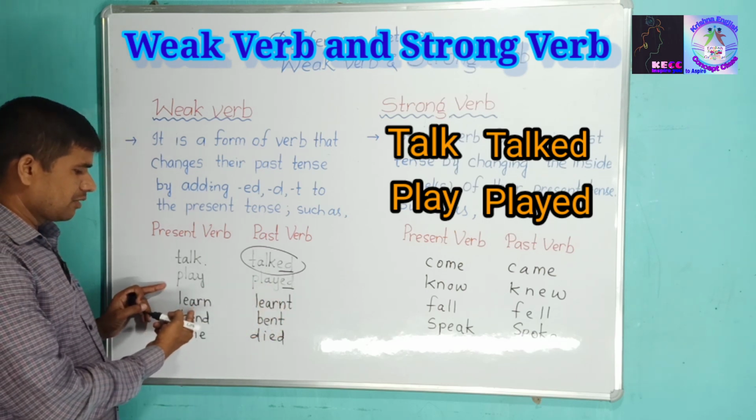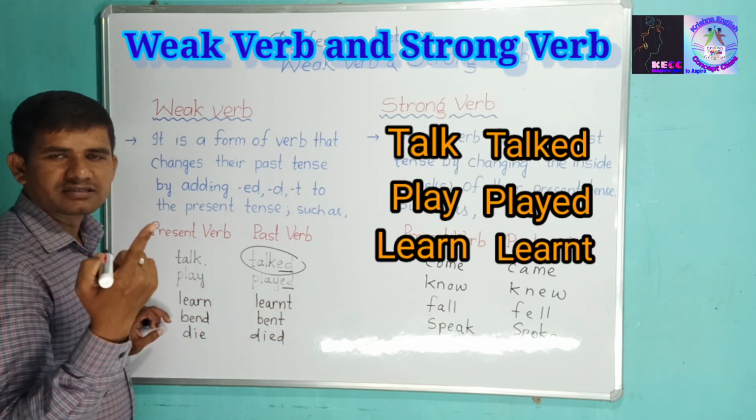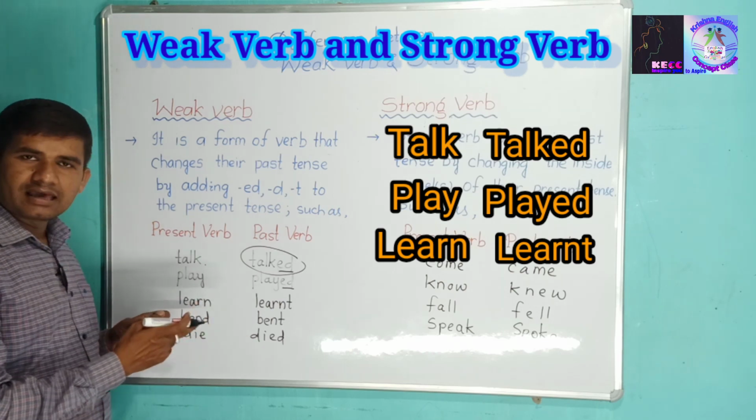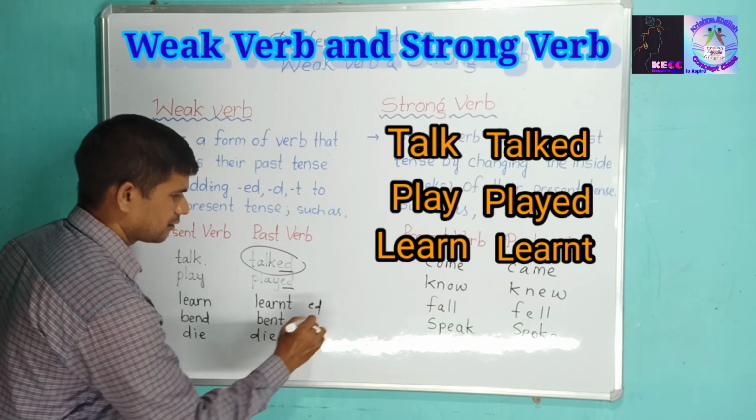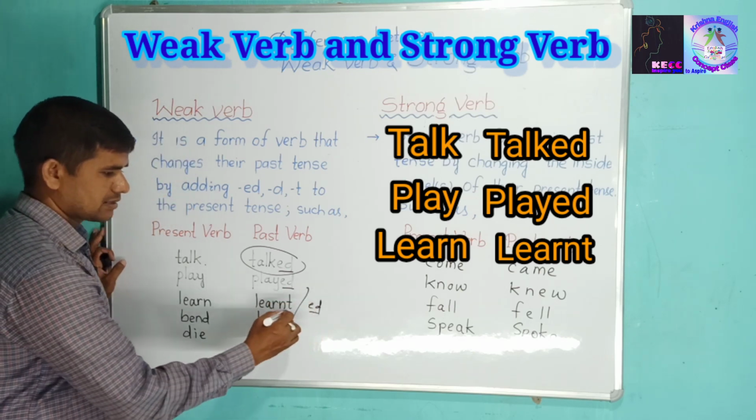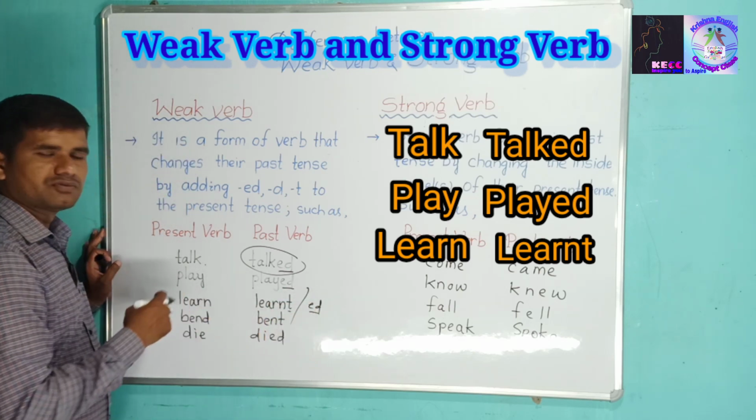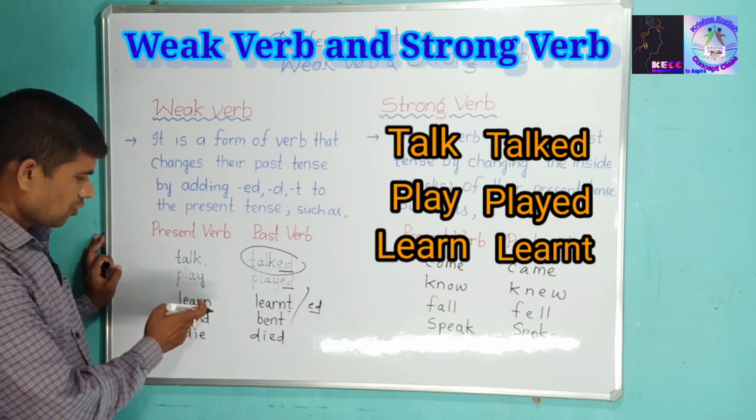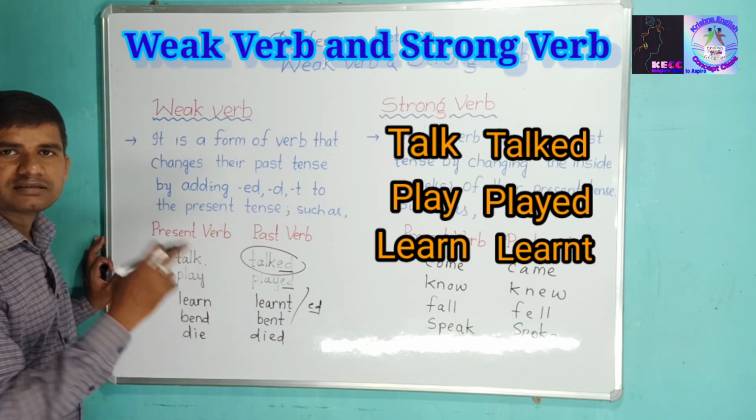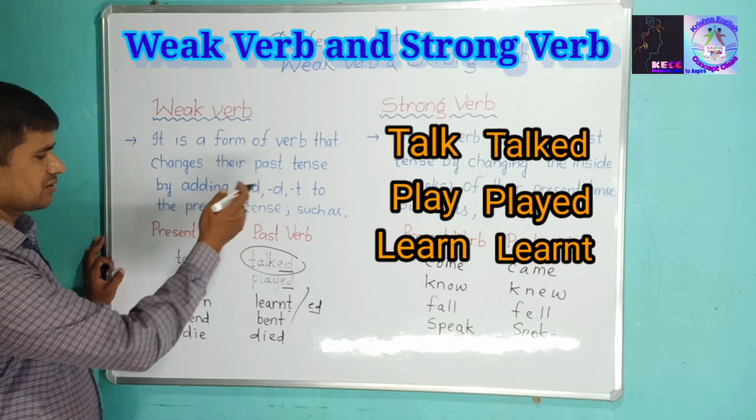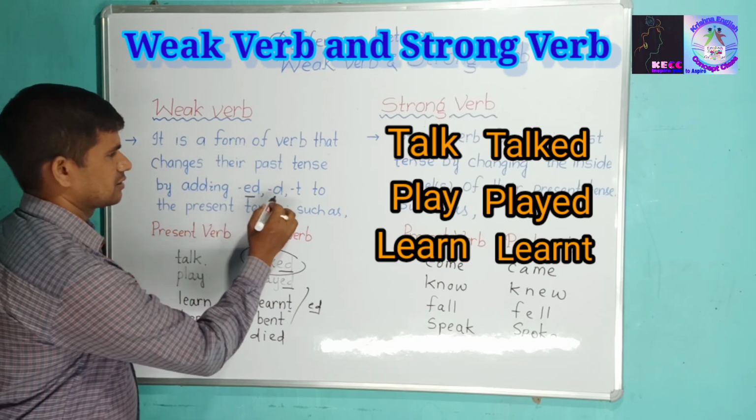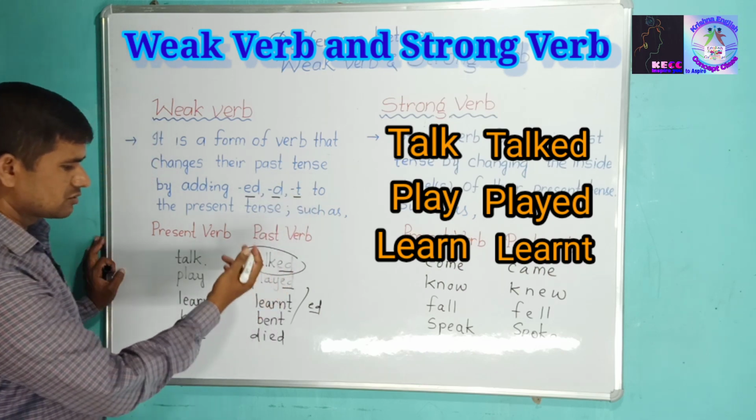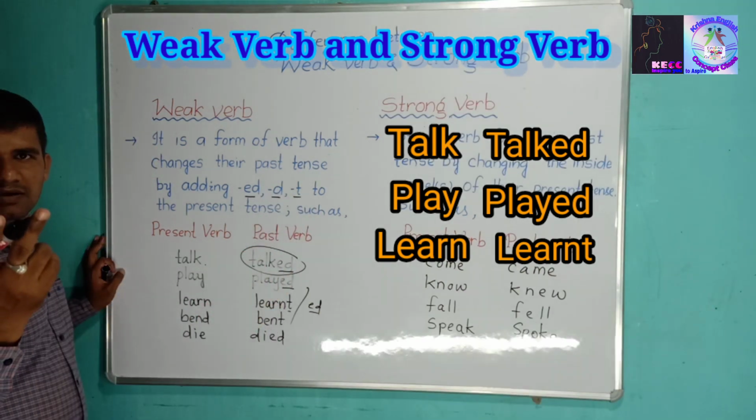And my third example. Learn, learnt. Moreover, you can say learn, learned. You can add t or ed with this word. So here the word learn is a weak verb. According to our definition, if any present verb is added with ed, d, or t, those are called weak verbs.